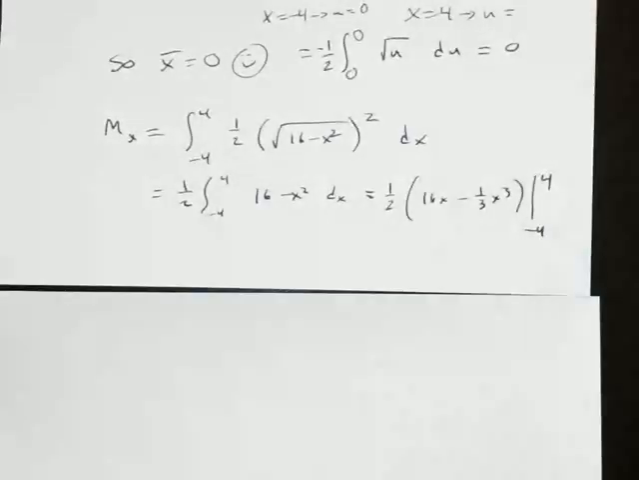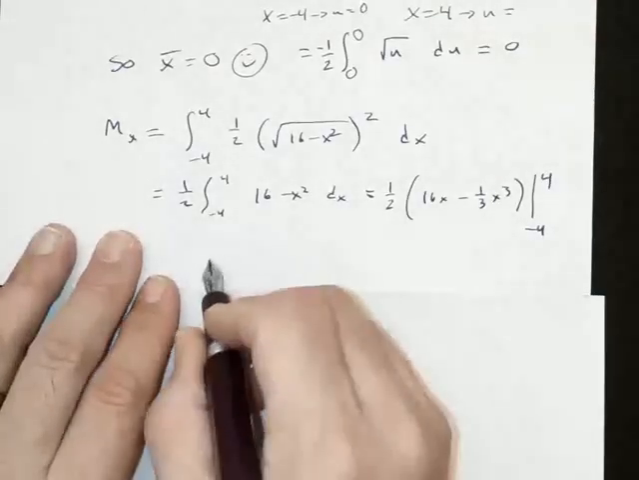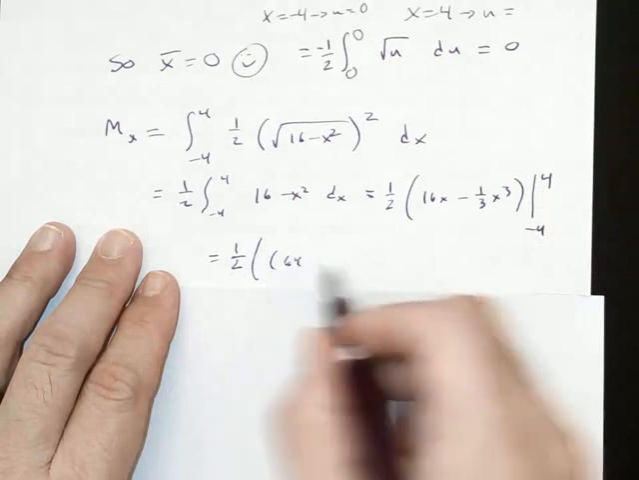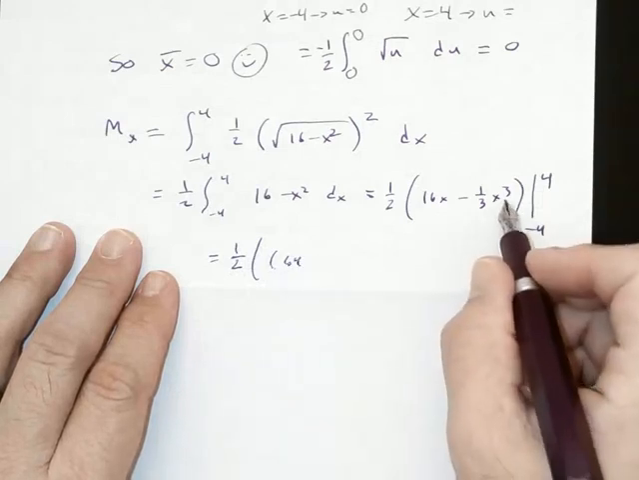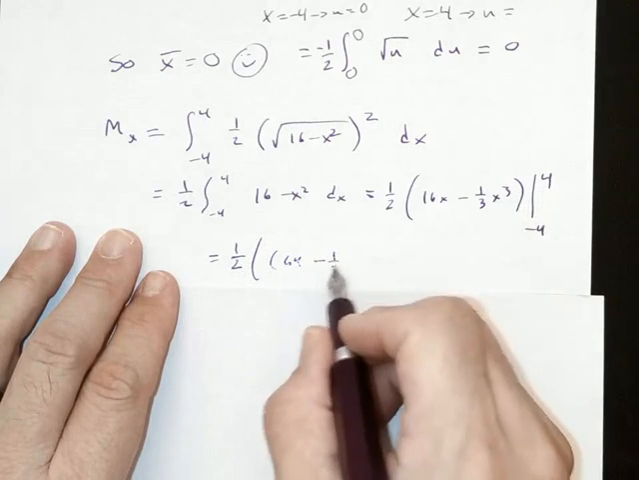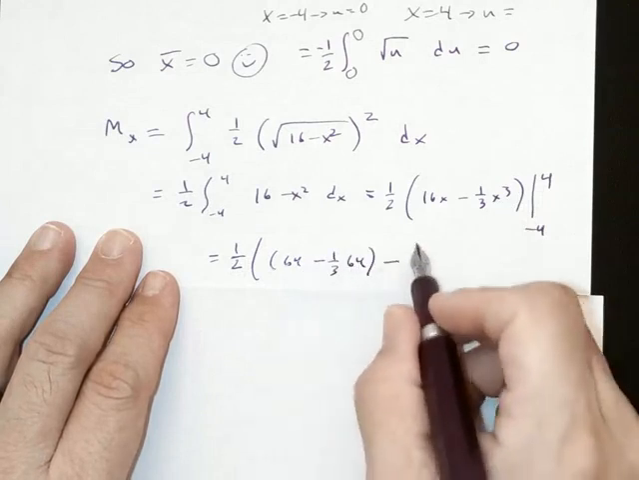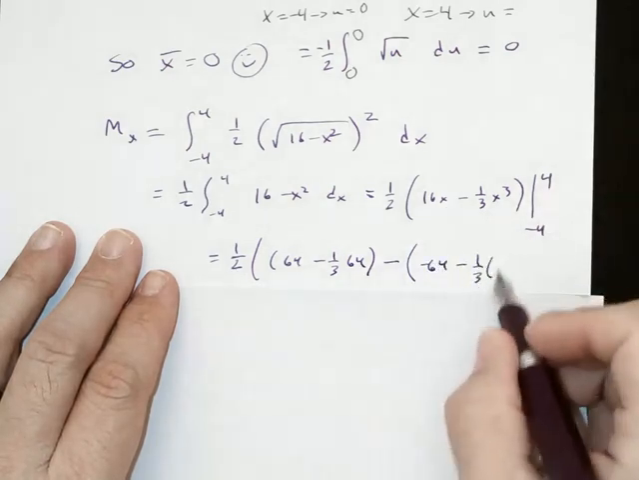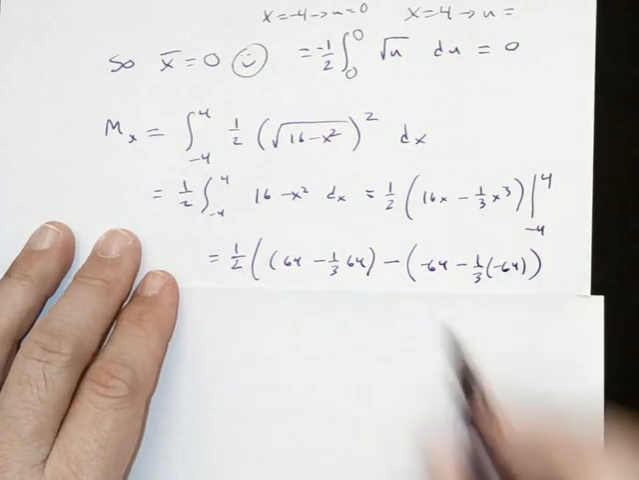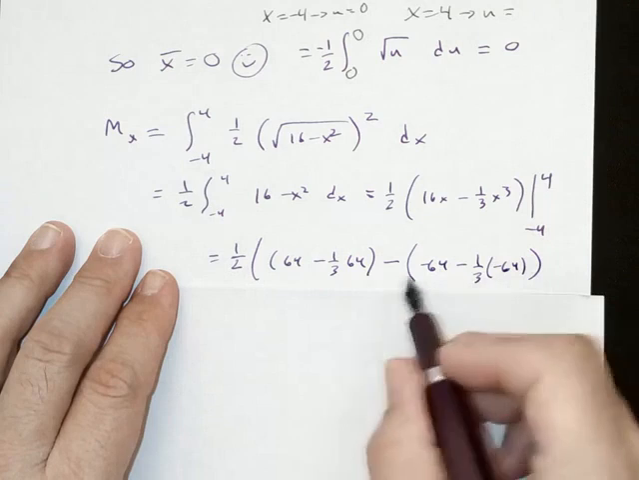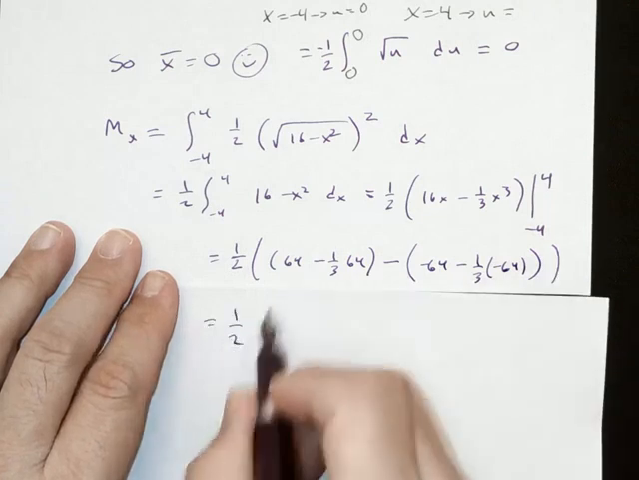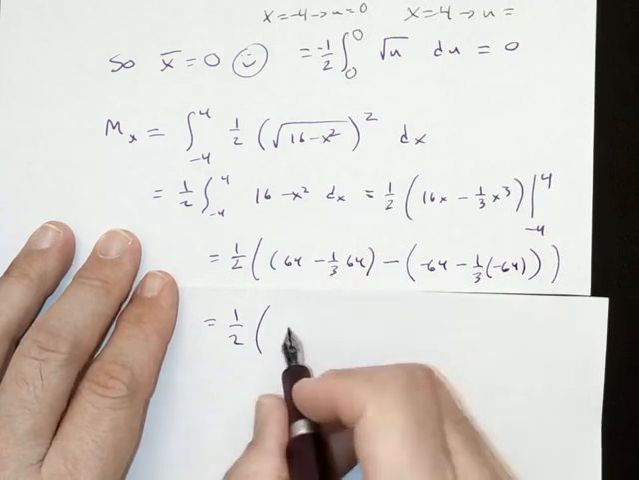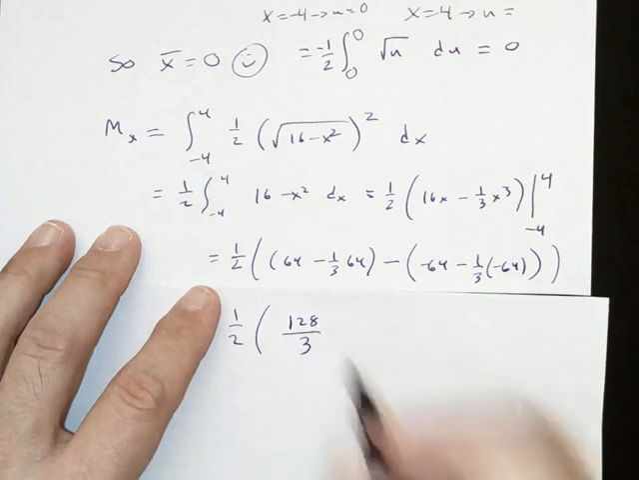Power rule. 1/2. I plug in 4. 16 times 4 is 64. 4 times 4 times 4, well, that's 16 times 4. That's also 64. 16 times -4 is -64, minus 1/3 times -64 again. All right, so I'm going to get some arithmetic issues here. 1/2. That's 2/3 of 64. That's 128 over 3.